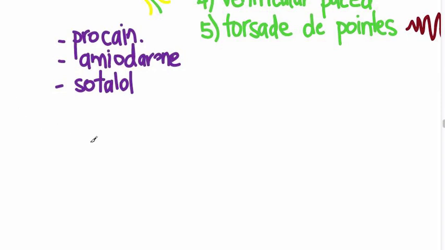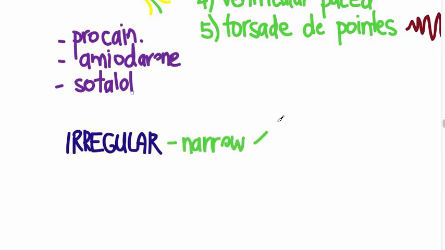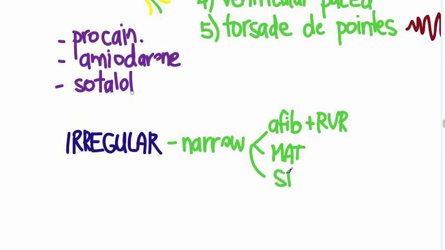Finally, even though we've already covered them a little bit, let's look at these irregular tachycardias. So if it's irregular and narrow, it's probably either Afib with RVR, rapid ventricular rate, or it might be multifocal atrial tachycardia. It could be a sinus tachycardia with frequent premature atrial contractions as well.